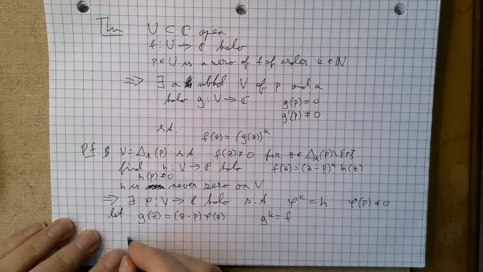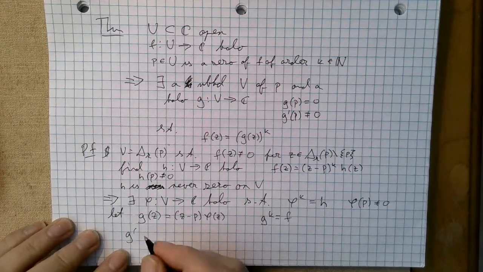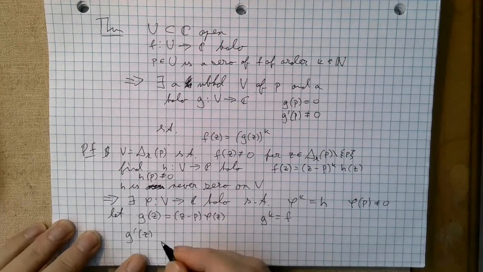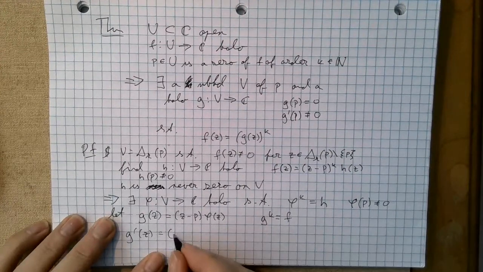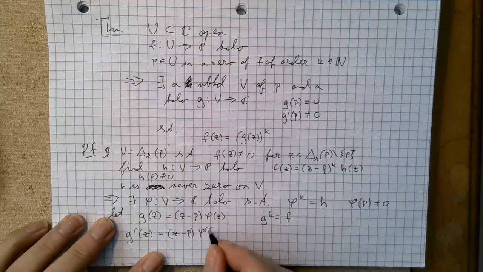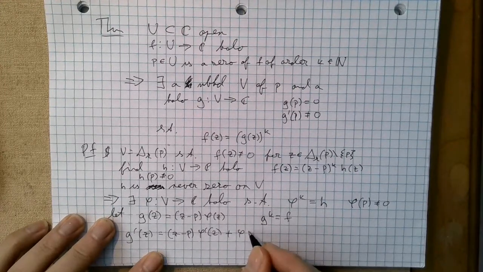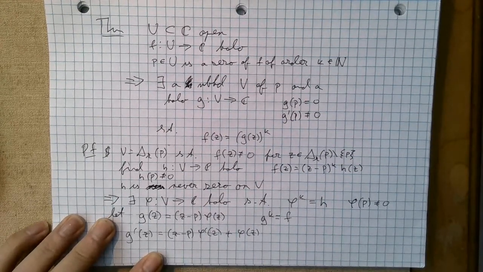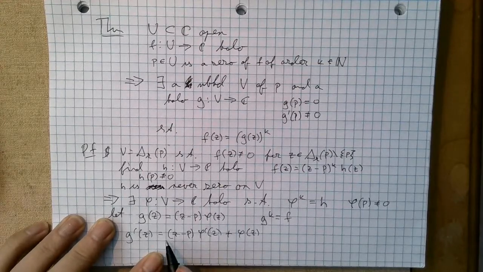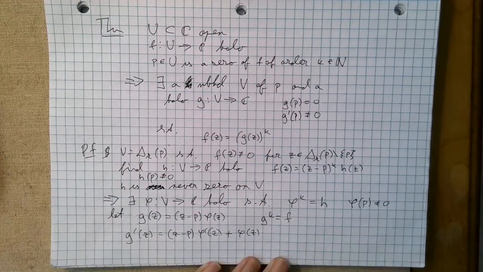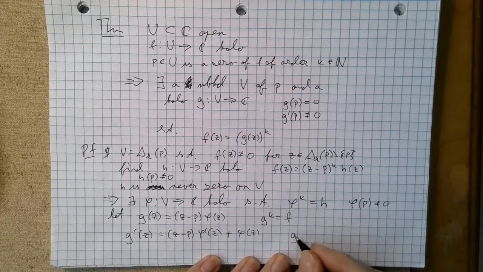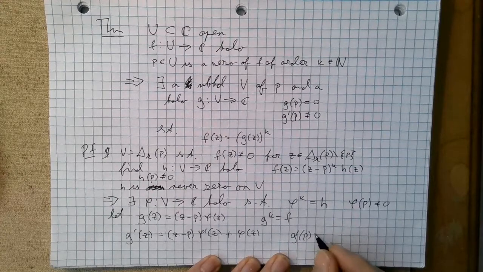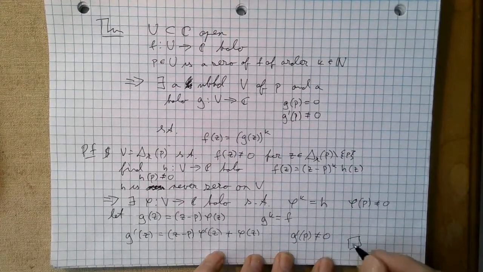So if I take a look at g prime, what is g prime? Well, by product rule, right? It's (z minus p) phi prime of z plus phi of z, right? And so we see that the first term is 0 at p because of this factor, right? And the second term is not 0, so that at p, g prime at p is not 0, and we're done.